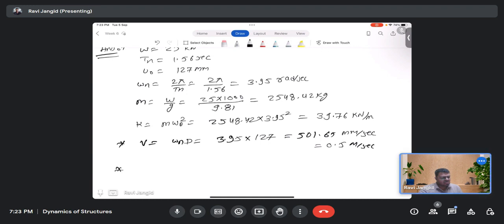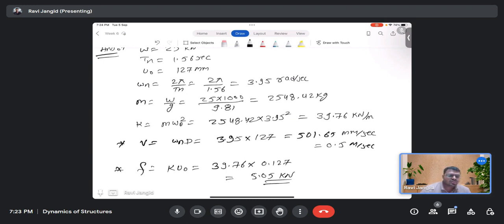Another part is the static force, that will be F equal to K into u naught. K is 39.76 into u naught is our 127, so that is 0.127. So that is coming out to be around 5.05 kilonewton. This is a very simple question. So now we have the two long questions.